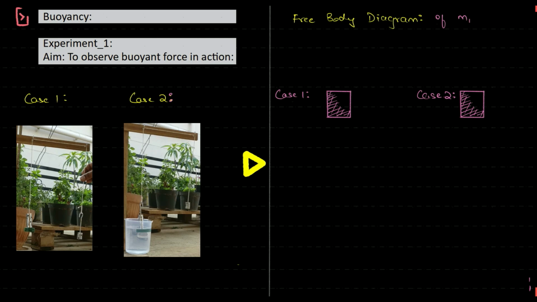In this video, I'm going to introduce to you guys the idea behind buoyancy. We're going to use a few experiments to understand buoyancy. The very first experiment has the following setup.